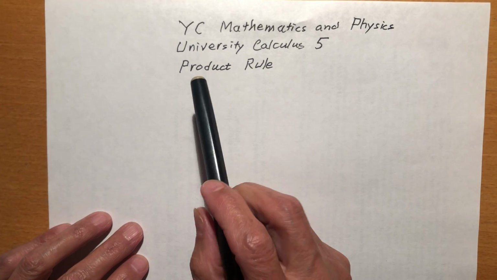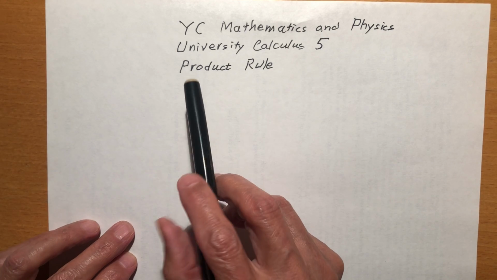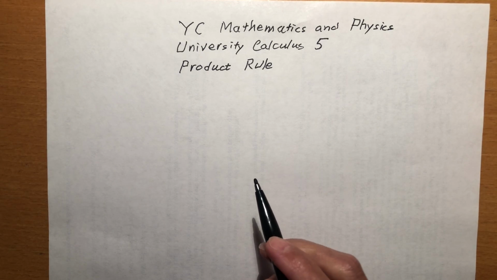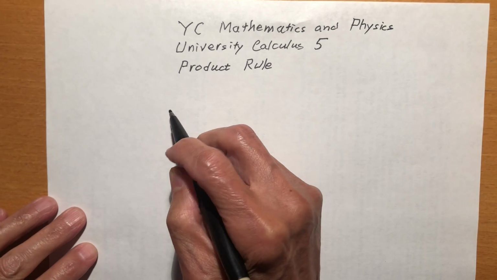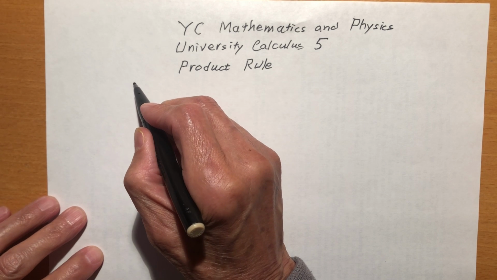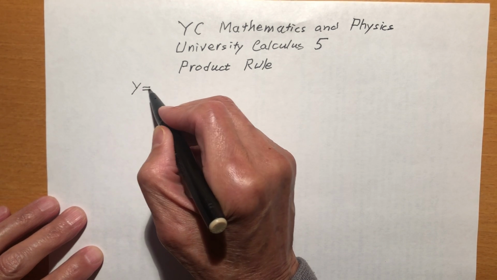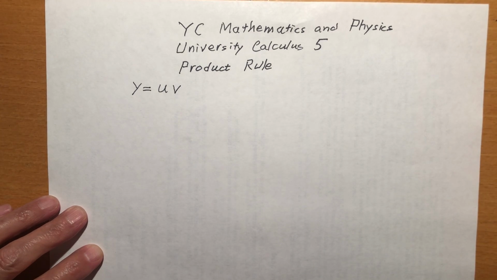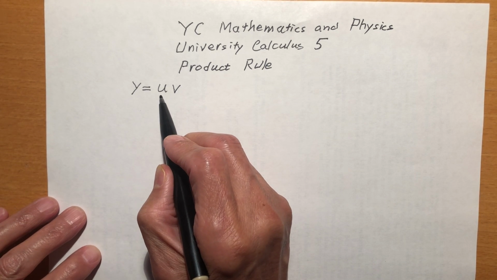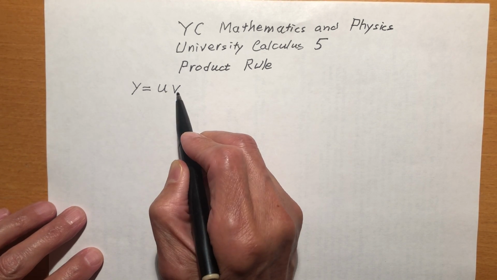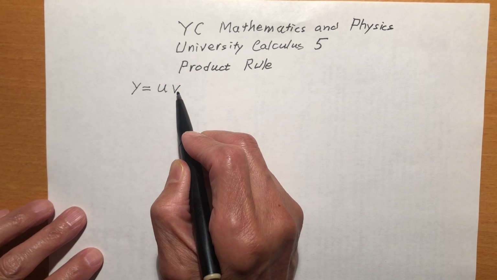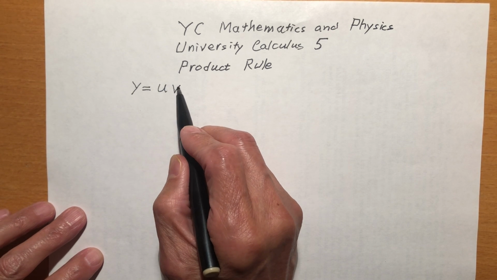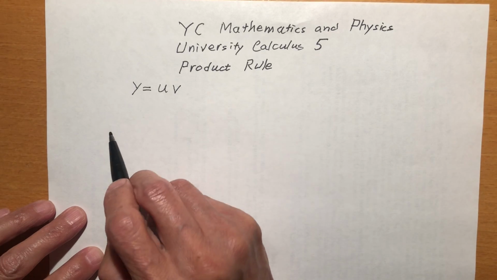Today is Lecture 5, Product Rule. The formula for product rule is for the function y equal to u multiply v. U is a function of x. V is also a function of x. Therefore, y is a product of two functions, u and v.